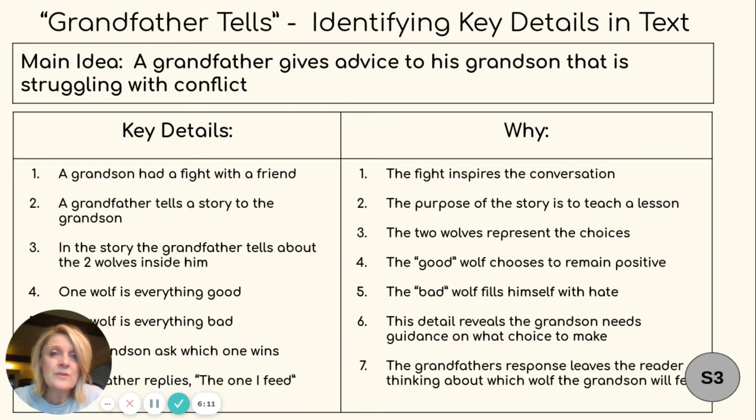So the grandfather's response leaves the reader thinking about which wolf the grandson will feed. Will the grandson continue to be angry? Or will he let it go? Will he feed the good wolf?